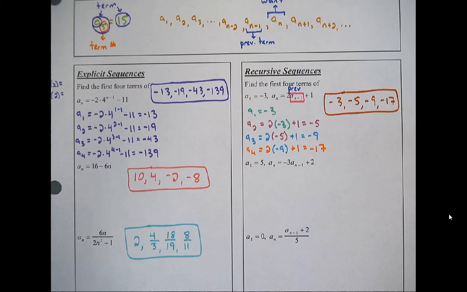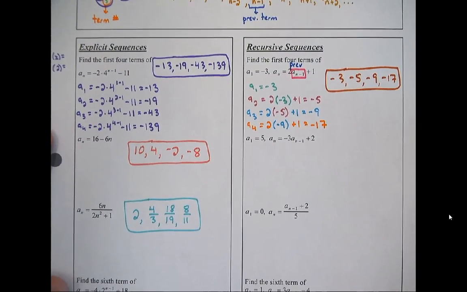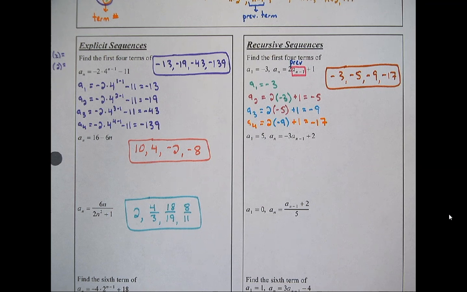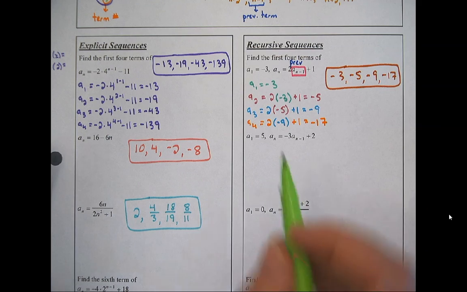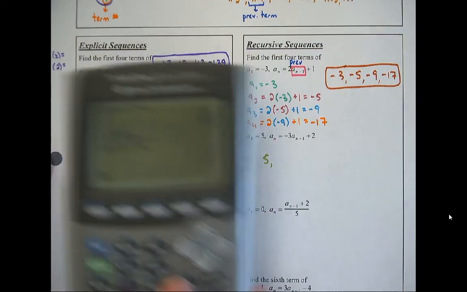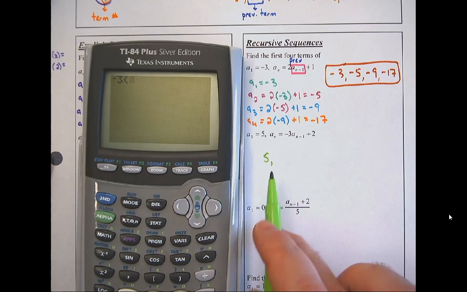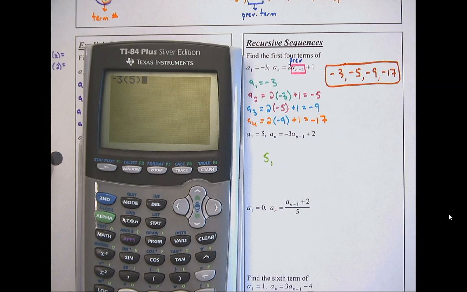Okay, now that we've talked about it, let's have you pause here and try to do this next example. What do you think are the terms of that sequence? Okay, let's see how you did. So, my first term would be 5. My second term would be negative 3 times the previous term, which was 5, plus 2.